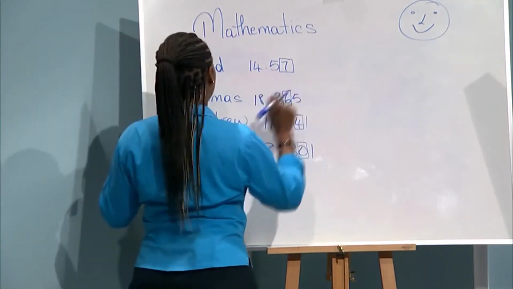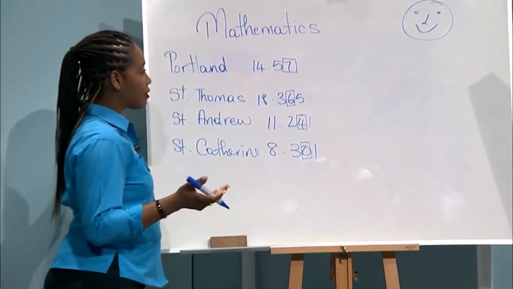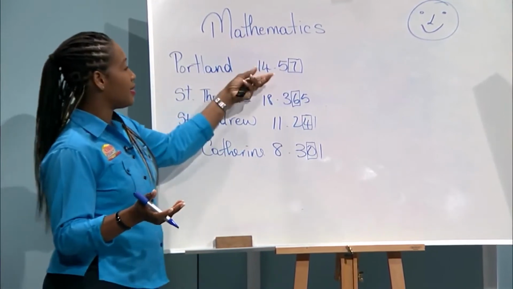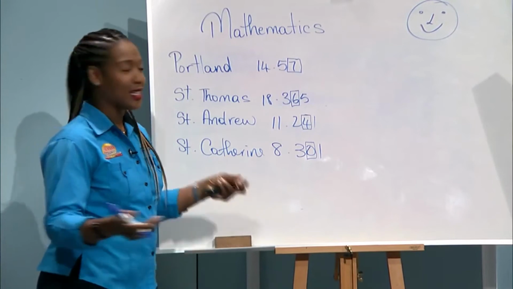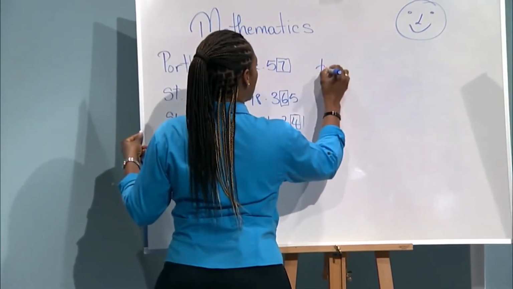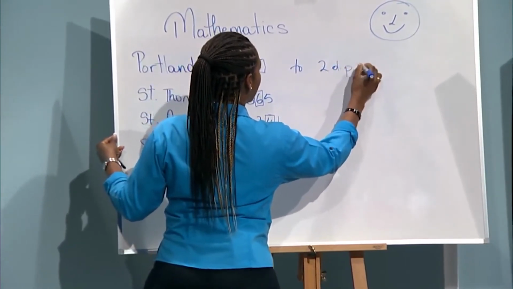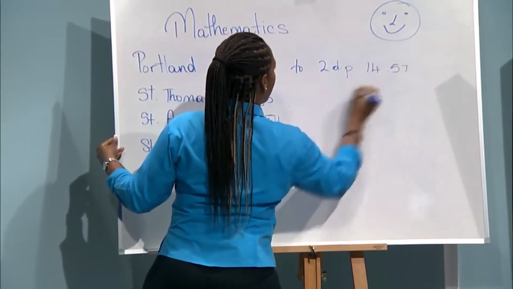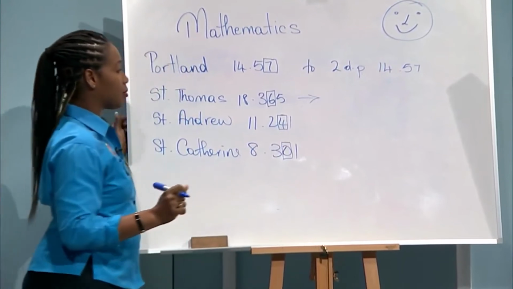So now let's look at Portland. What digit is in the place to the right of 7? Nothing. So already this 14 and 57 hundredths is in the second decimal place. So it stays as is. So you can write 2 d.p., and I'm only going to write it for the first one because of time. I'm just going to use an arrow to show you what the second decimal place is.